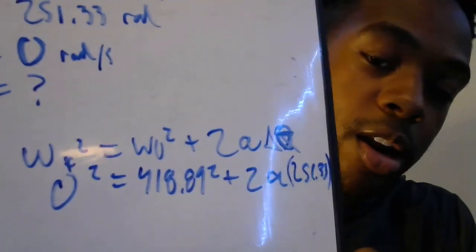So you can plug in our values. 0 squared equals 418.89 squared plus 2 times alpha, which we don't know, times the change in our radians. That's going to be 251.33. So that is our numbers put in there. And let's do a little algebra. So we got this.